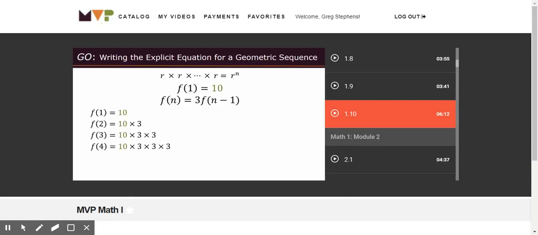How does the number of 3's compare to n? When n equals 1, we have 0 3's. When n equals 2, we have 1 3, and when n equals 3, we have 2 3's. The number of 3's is 1 less than the input number, or n minus 1. Thus, f of n equals 10 times 3 to the n minus 1 power.